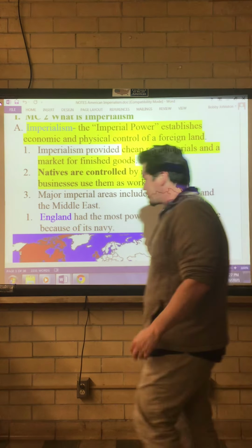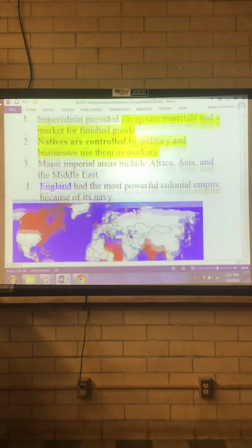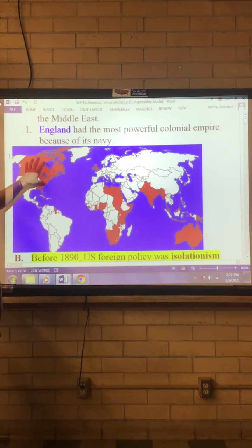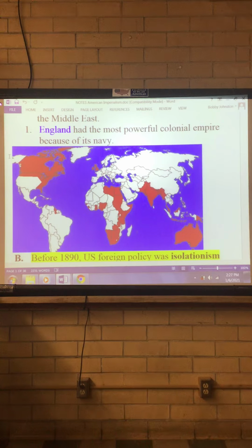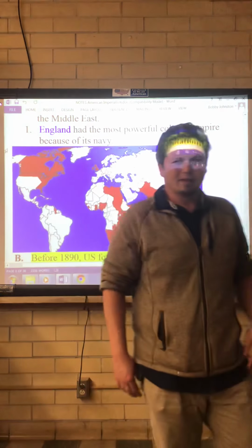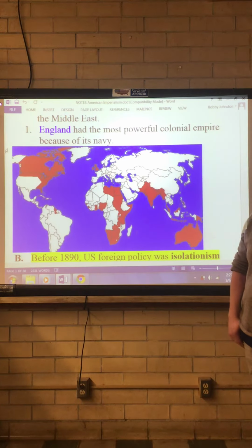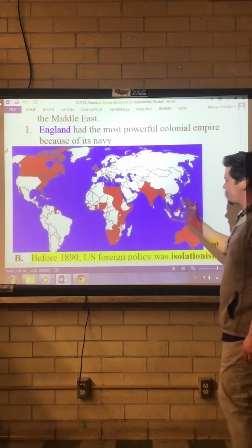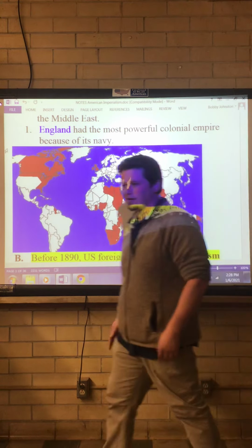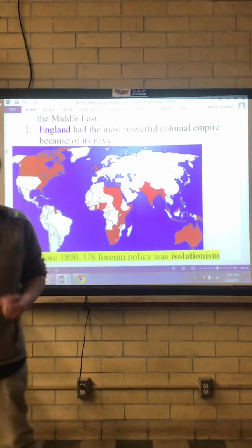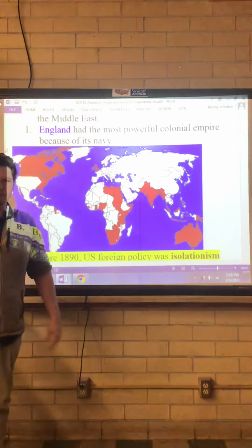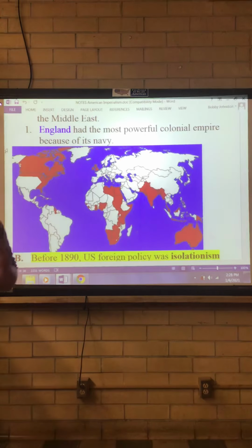So England was actually the most powerful of all of the colonial powers, because of its navy. England had everything in red on this map, every single thing. Now, there's an old saying: the sun never sets on the British Empire. I want you to think about that. The sun never sets on the British Empire. Look at the map. What does it mean? It literally means that at some point in the day, the sun is always shining somewhere in the British Empire. That's how big the British Empire was. This tiny little island of Britain controlled all areas in red at one point. And remember, it was because of their navy.